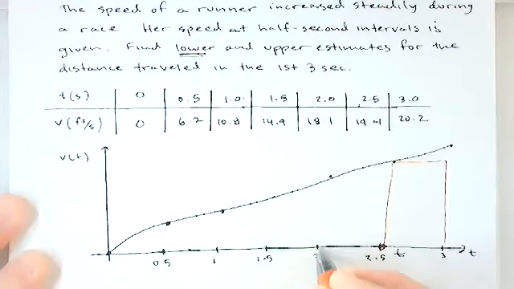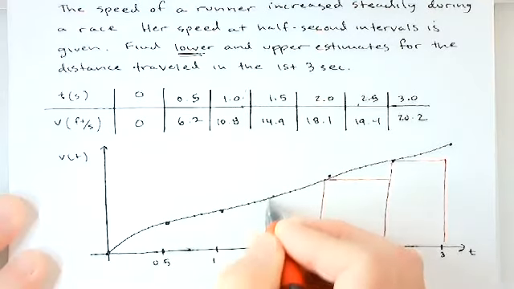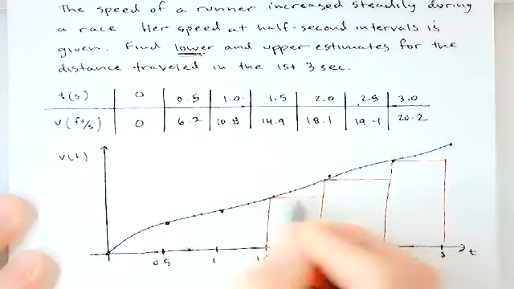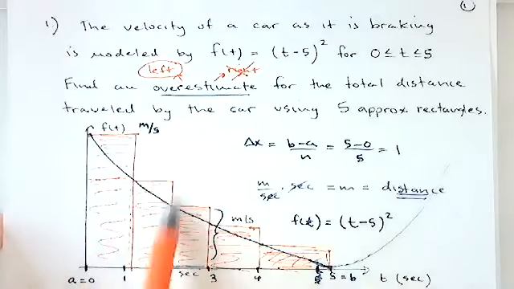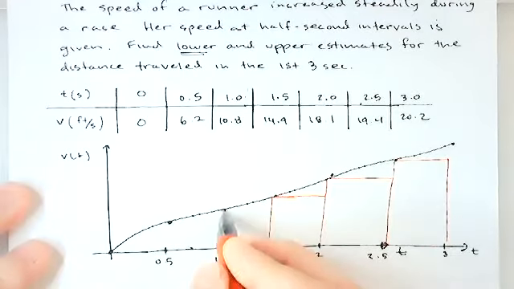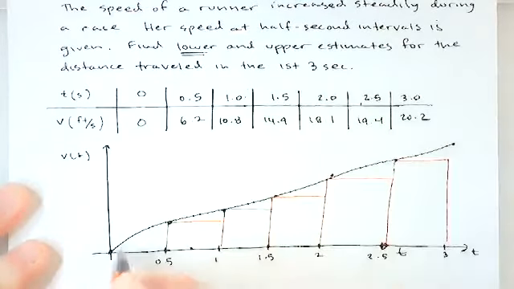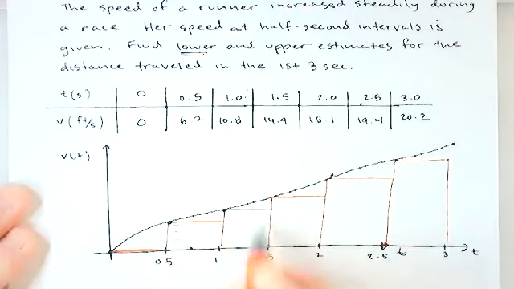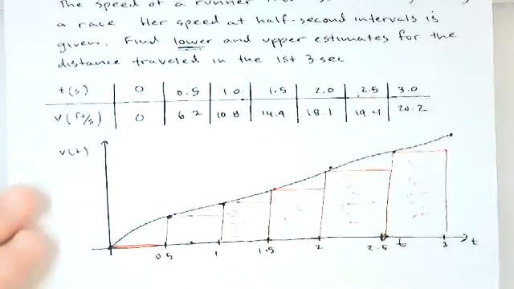And same thing between 2 and 2.5. The difference from the one we just did is that this is an increasing function, whereas before it was a decreasing function, so your left endpoints actually give you an underestimate. And since the velocity of the runner at 0 was 0, we really don't get a rectangle for that first interval. So we really just need to find the areas of these 4 rectangles.